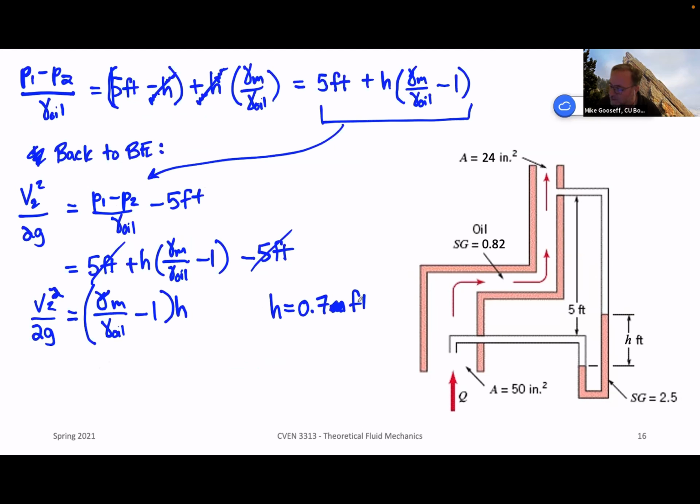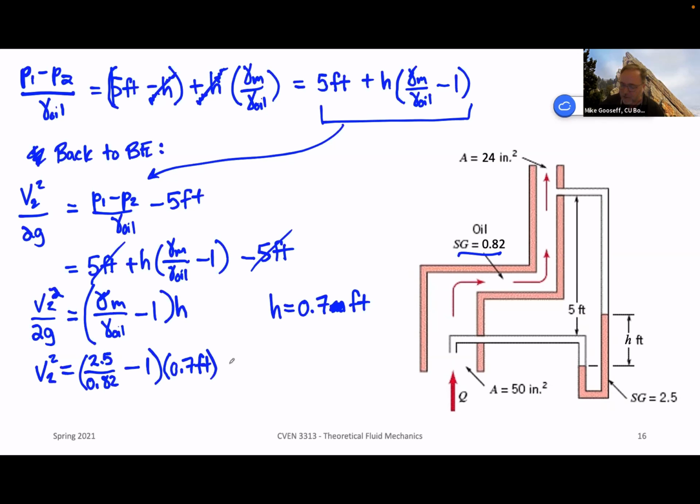So this is feet. Okay, so V2 squared is equal to 2.5 divided by, the specific gravity of the oil, 0.82, minus 1. I use the specific gravities, by the way. It will end up being the same ratio. I'm not working out the whole specific weight because it'll just be the same ratio here. And then times 0.7 feet.